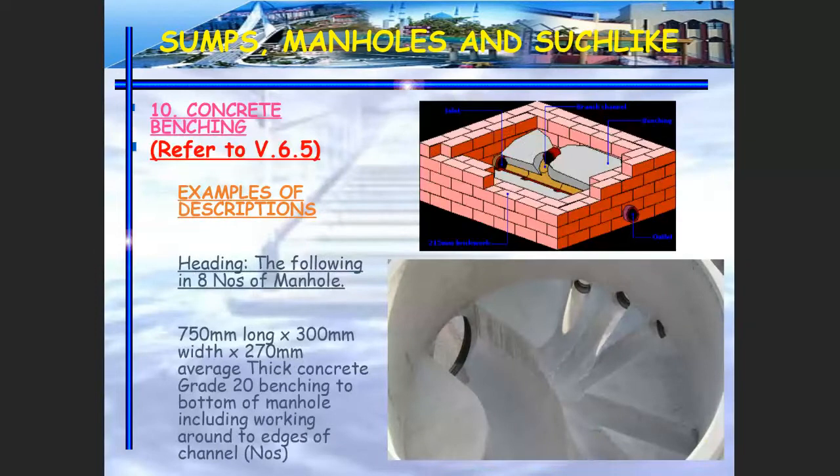After that, I also give you the example of how to write down the description for the benching. You can see here an example of the benching. You normally have to state the size, the height, and the width. Normally the extreme size, maximum height only, because this is based on the half round channel. So what you need to write down as the size is the width and the height of the benching. The length is based on the size of your manhole.